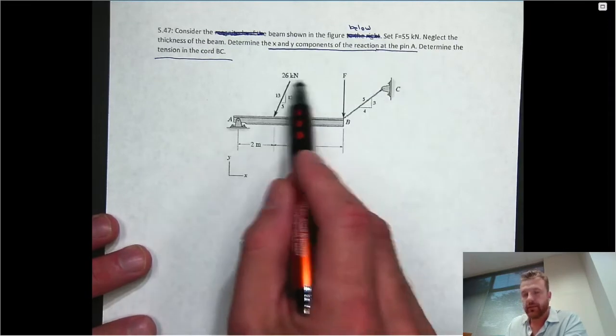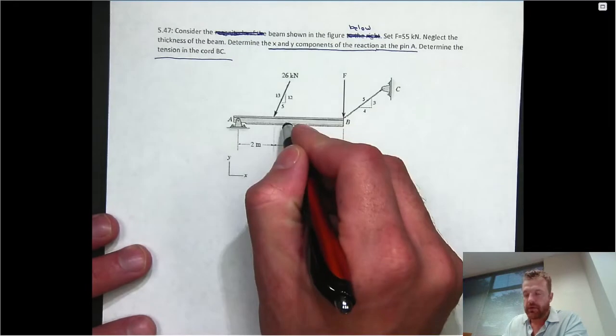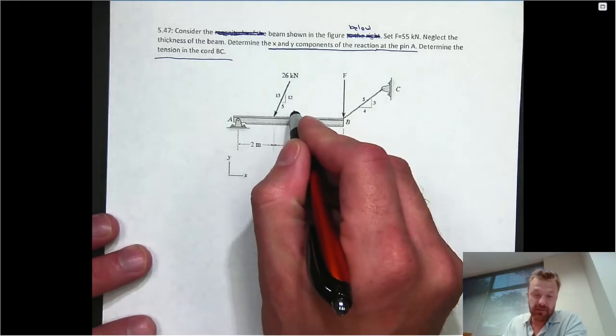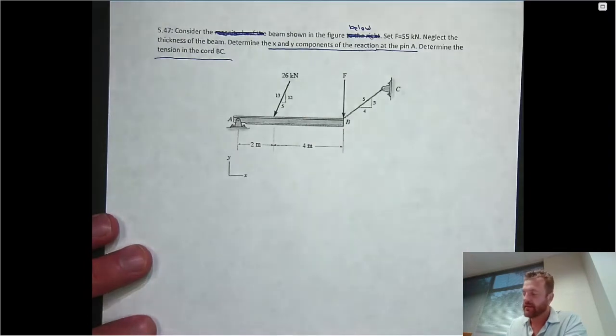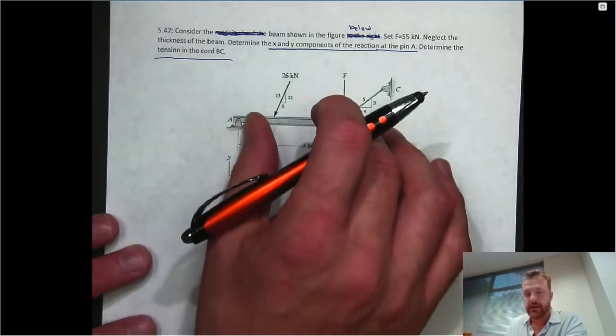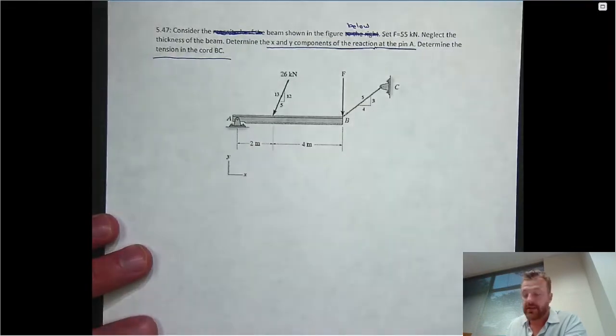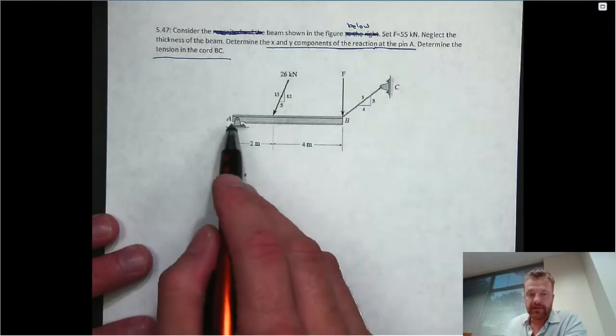This 26 kilonewton force has both a downward component and a component that would actually push the beam to the left. So if this weren't supported by any support structures, this beam would naturally tend to translate down and to the left. So what's actually keeping it stationary? Well, what's keeping it stationary are the so-called reactions that are being applied at the actual points of support.